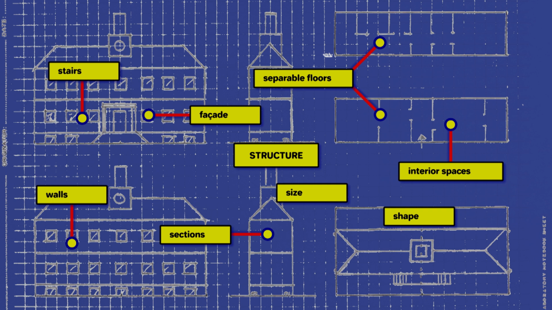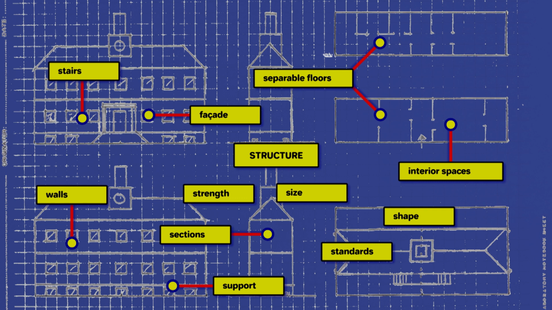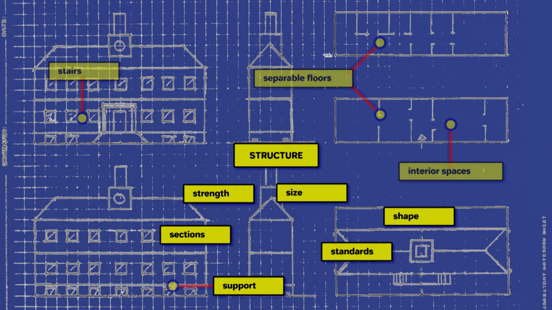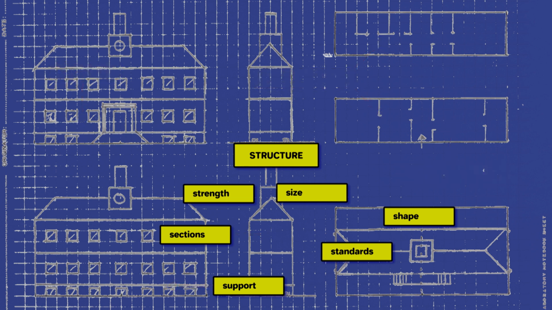We'll also need to consider how the design provides support for the floors and the roof, whether it has enough strength, and how it will conform to the modular building standards. All of those factors go into producing the structural design.